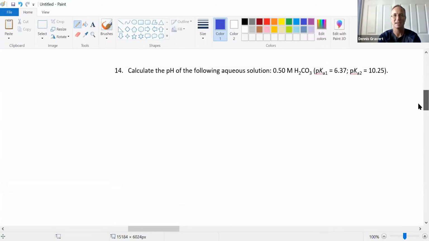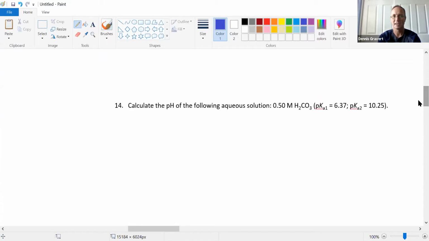Okay, calculate the pH of the following aqueous solution. What do we got here? We got carbonic acid. That's a little weird. That's supposed to dissociate and fall apart to form water and carbon dioxide, but all right, we'll just run with it. It's a diprotic acid. The first hydrogen comes off with a pK value of 6.37. The second hydrogen comes off with a pK value of 10.25.